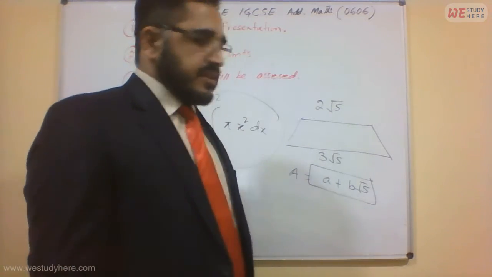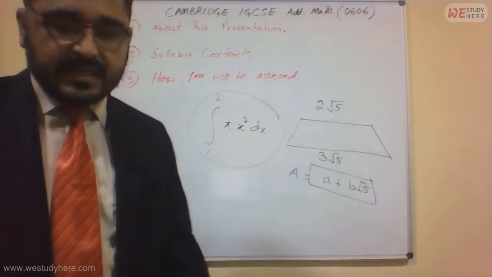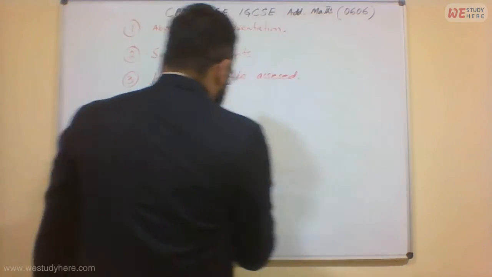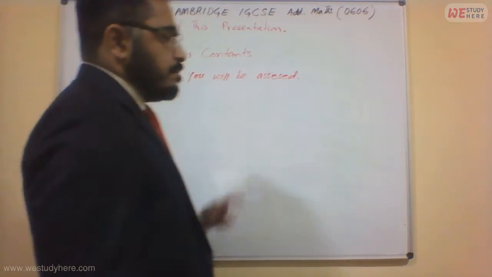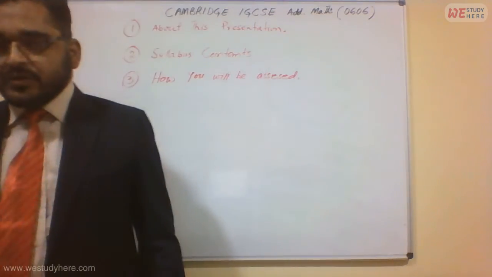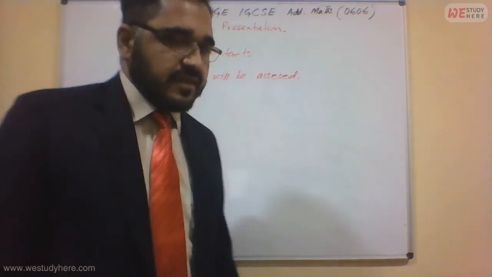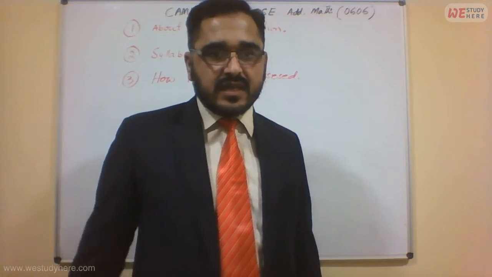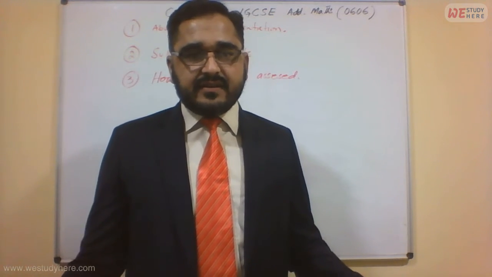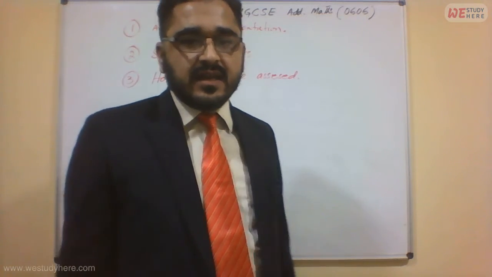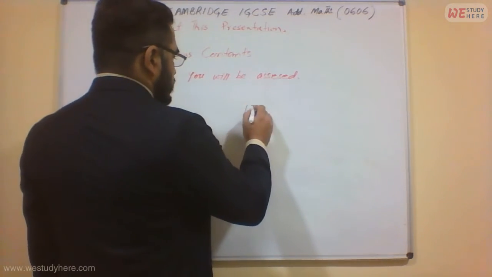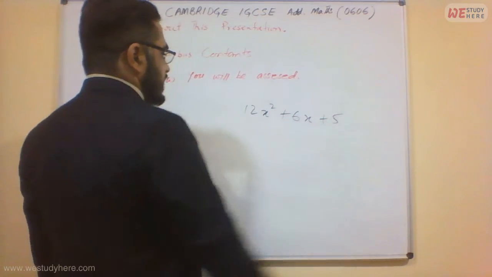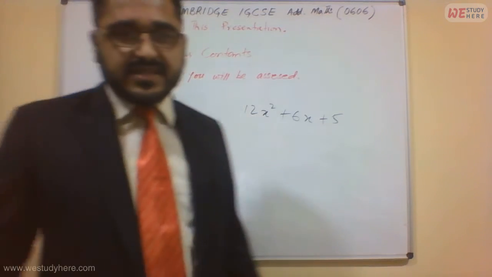Sometimes you will get structured questions. In those types of questions, sometimes part B is helpful to solve part A. If two parts are there, part B is helpful to solve part A. Suppose we can take any question here, for example 12x squared plus 6x plus 5. We can take this quadratic expression here.